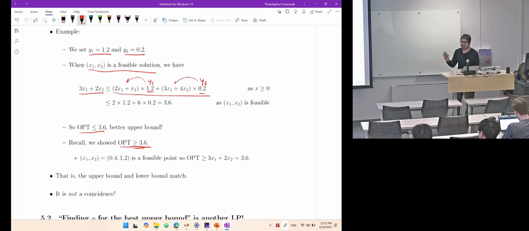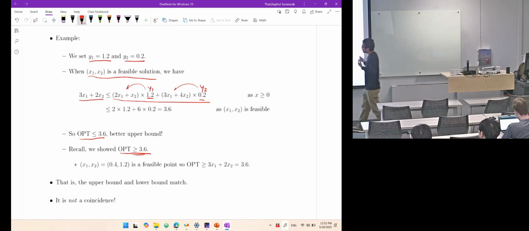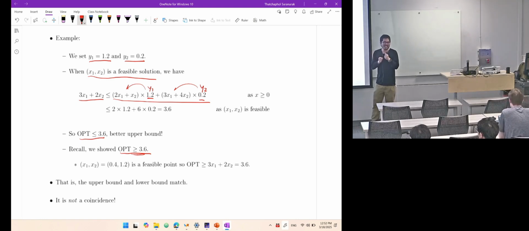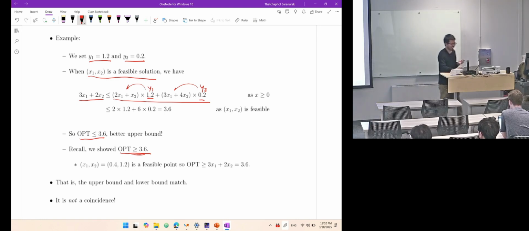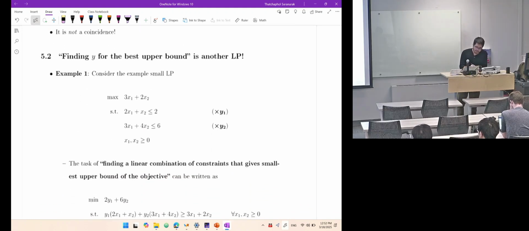So now here is a punchline. Our goal is to find y such that it gives us the best upper bound. It turns out that the task of finding the best y here can be modeled as another LP. Finding the best y is just another LP, and so you can solve it. You can find the best y actually.